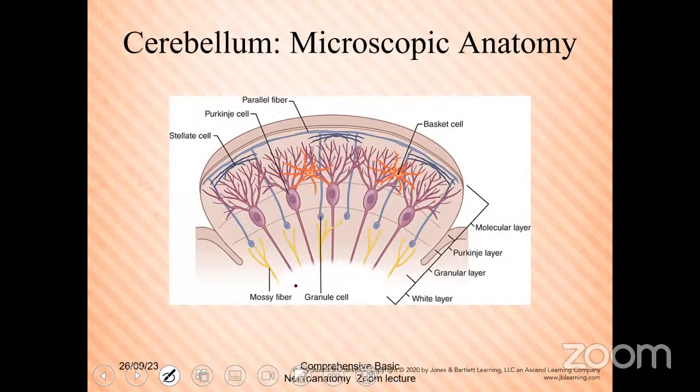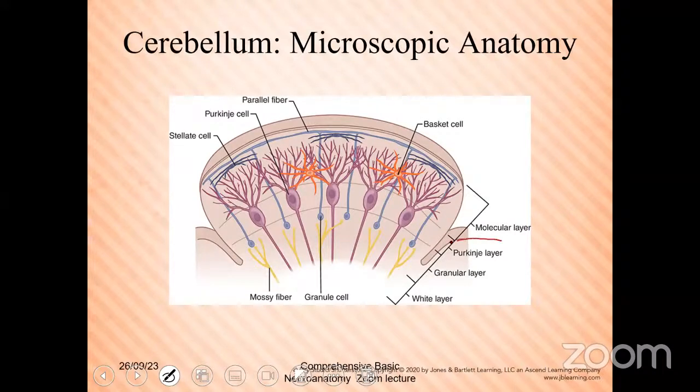So now look at the very beautiful anatomy of the cerebellum. It has three layers, and three is a number closely associated with cerebellum. It has three peduncles, that is superior, middle, and inferior cerebellar peduncle. It has three nuclei, dentate nucleus, emboliform and fastigial. Its cortex also has three layers. And what are the three layers? One is the granular layer, the Purkinje layer, and the molecular layer.